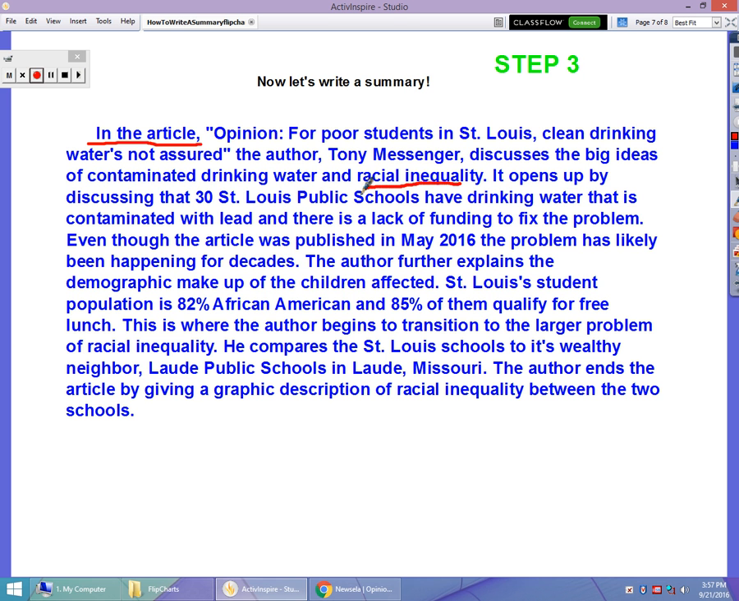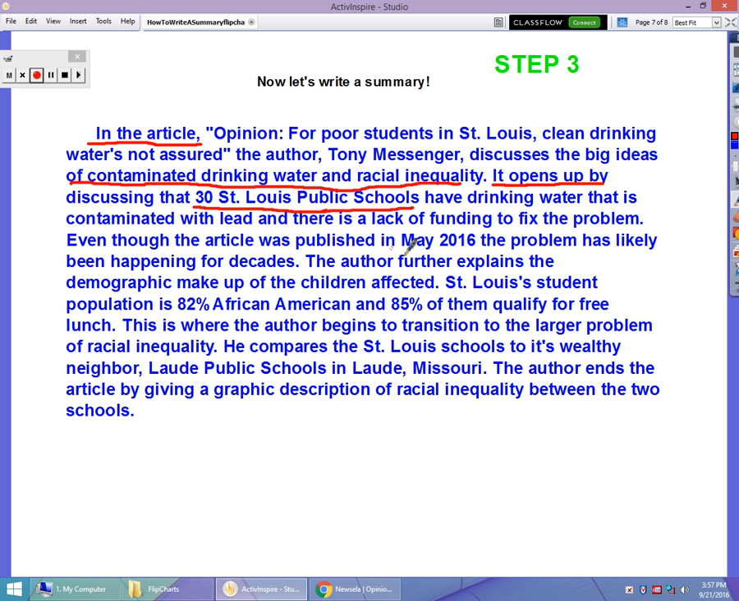Now, right here, if I just leave this piece and I don't explain this, all I'm doing is really talking about the topic. I'm not delving deeper into the central idea. So now my next sentence should follow up with that and explain more or less the beginning, middle, and end of the text. So I use the transition words. It opens up by. You can also use that. Or first, it starts with. It opens up by discussing that 30 St. Louis public schools have drinking water that is contaminated with lead, and there is a lack of funding to fix the problem. So in addition to explaining the central idea a little bit further, I also stated where it's happening.